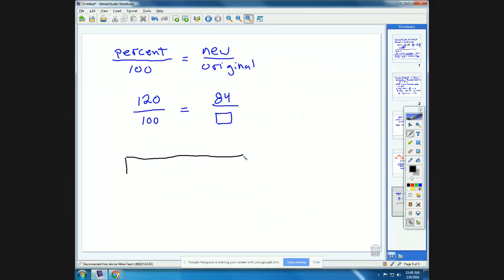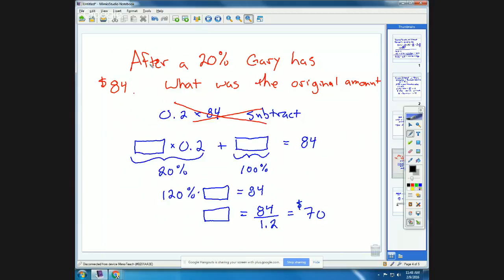So what I do is I draw a long bar. And on that bar, I make a note that this right here would be 0%, and this right here is 100%. And then I have to decide, where does the 20% go? Well, the original problem said Gary had a 20% increase.